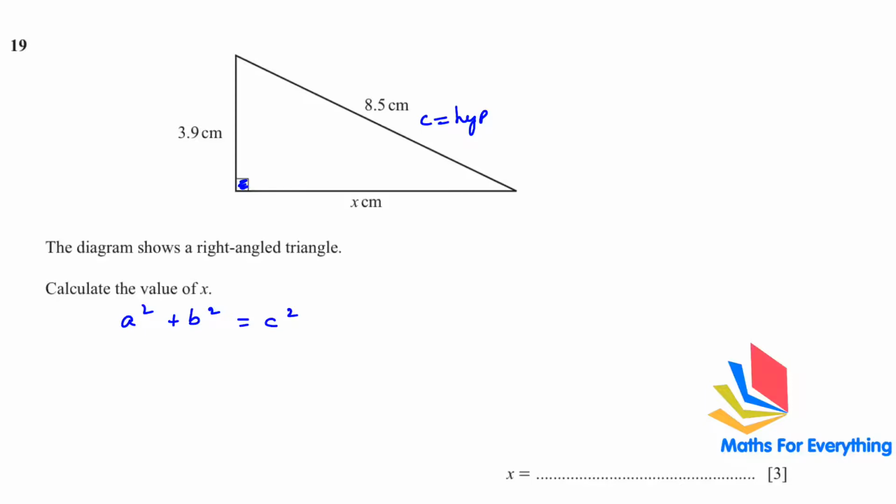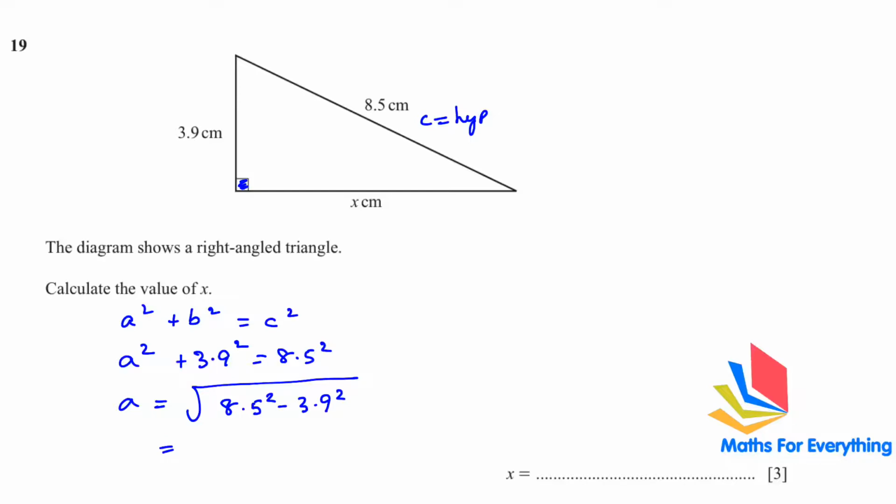from the hypotenuse. So let's write down what we have now. A square plus 3.9 square is equal to 8.5 square. Therefore, A is equal to 8.5 square minus 3.9 square, giving us 7.55. So x is equal to 7.55 centimeters.